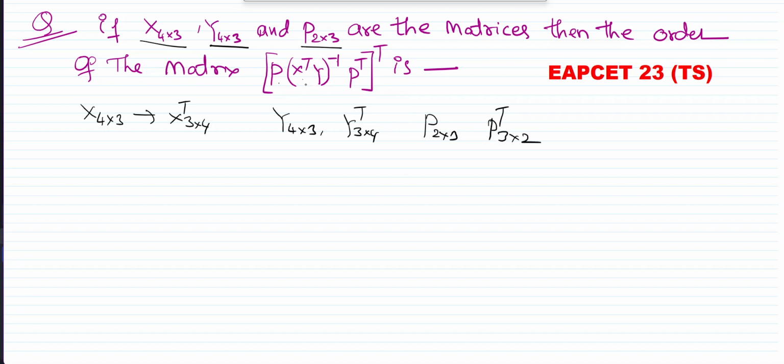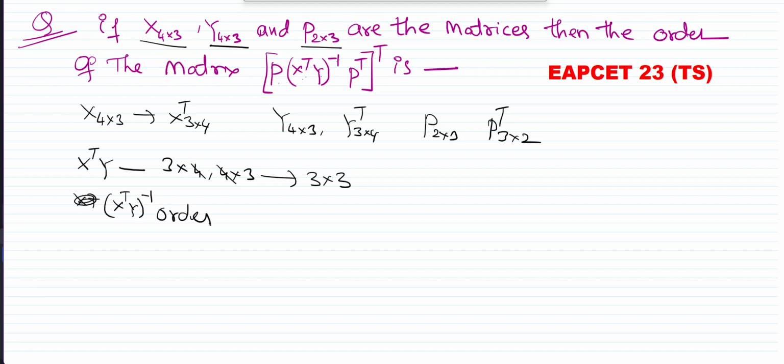Now we find the value of P into (X transpose Y) whole power minus 1, P transpose, whole transpose. First, X transpose into Y, find this order. X transpose is 3 by 4 and Y is 4 by 3. The order of X transpose Y: the 4 and 4 cancel, so it is 3 by 3. And the inverse of this, (X transpose Y) whole power minus 1, order is also 3 by 3.